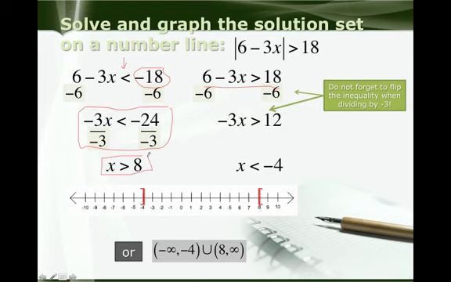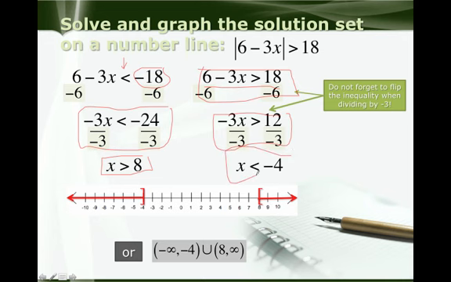That's one. Now I come back over here to the positive side where I have subtracted 6 from both sides. Now I am dividing both sides by negative 3. Again, because I'm dividing by the negative number, I have to flip the inequality, and I end up with x less than negative 4.